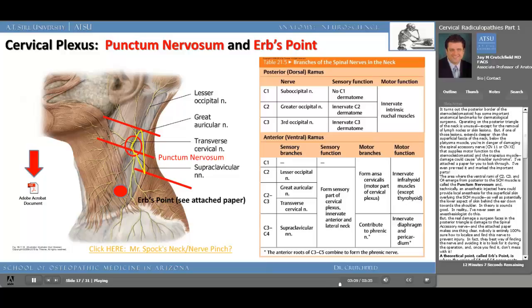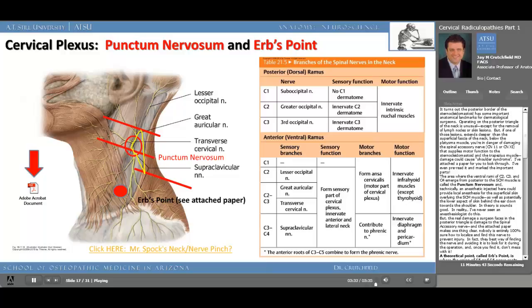Now that we've beat the clinical usefulness of the posterior triangle to death, let's take a look at the brachial plexus. Just because I never ran into anybody needing an elective lymph node dissection of the posterior triangle or had to anesthetize the punctum nervosum, or at least no anesthesiologist ever offered, doesn't mean you may not encounter it. Sorry, it seems kind of important.